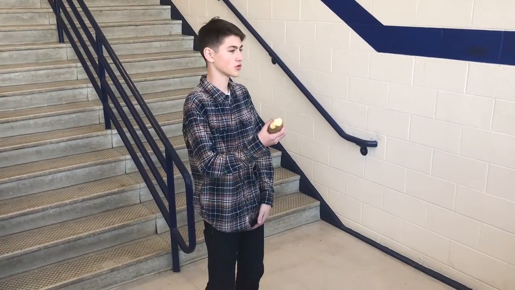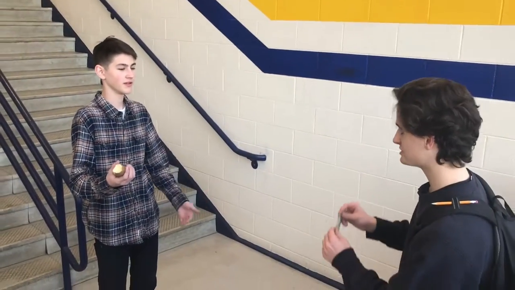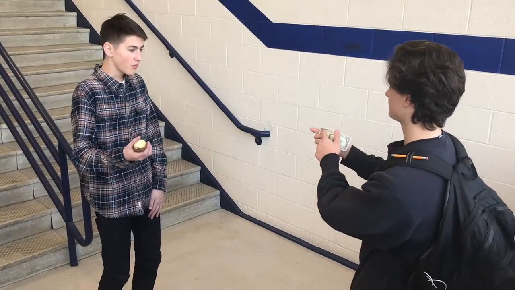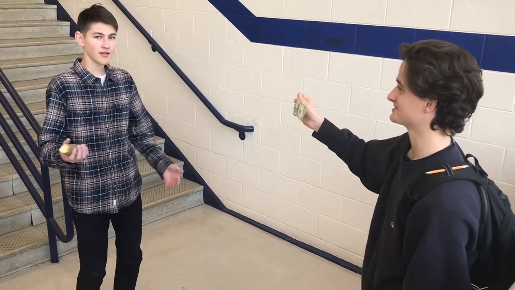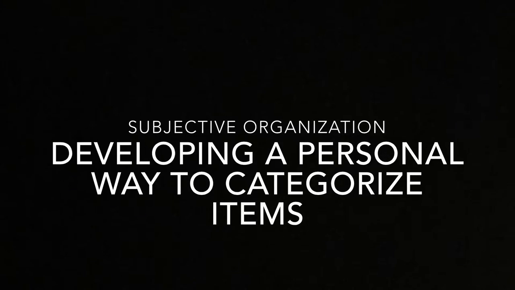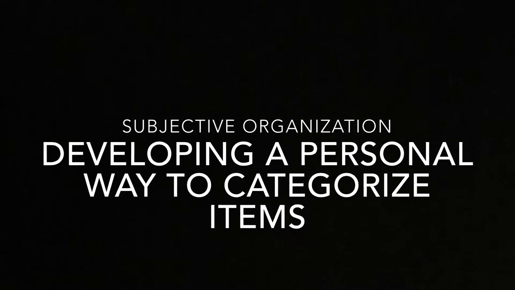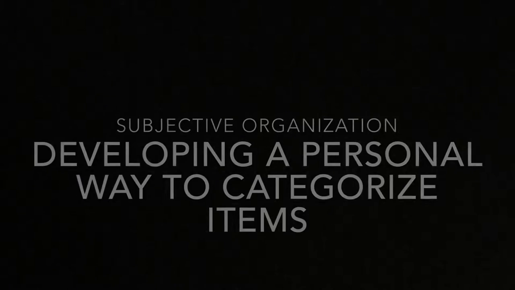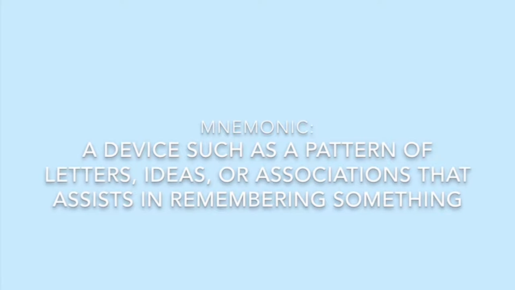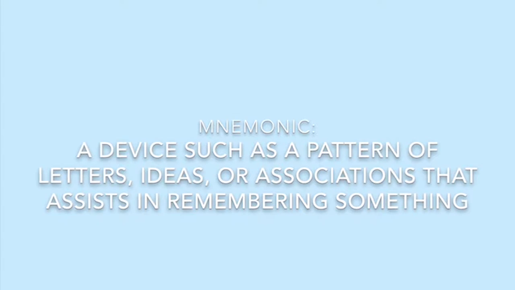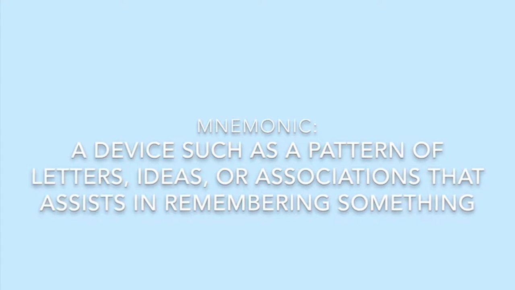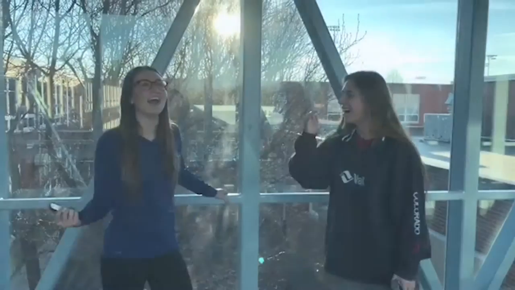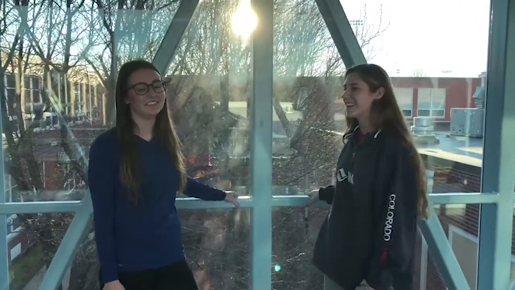How do I remember George Washington was the first president? He's on the $1 bill. 1 equals the first president. Wow. Oh, I can't remember the colors of the rainbow. Just use Roy G. Biv.